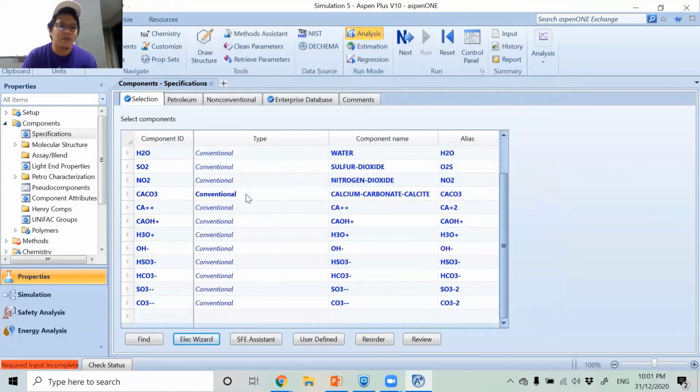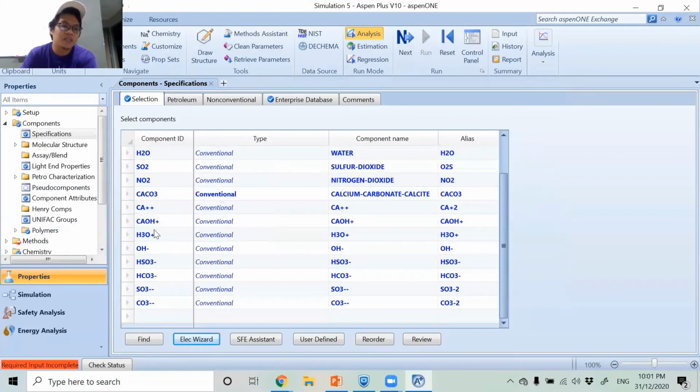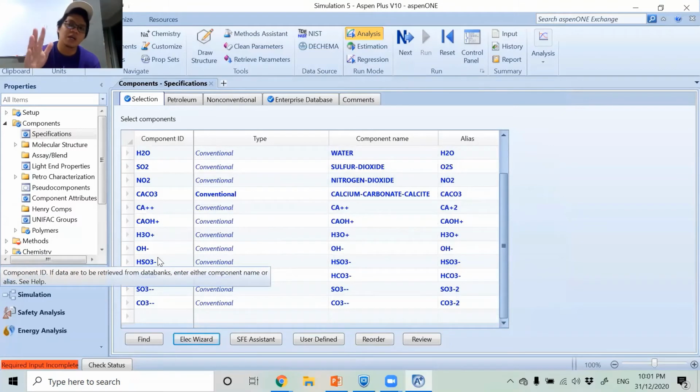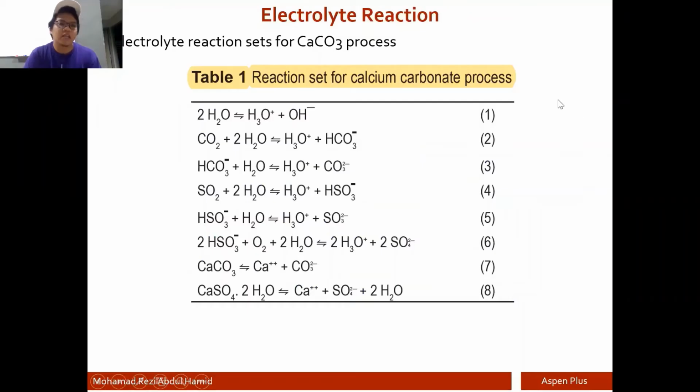As you can see here, the component list has already been updated to include all of the possible products, which include the anion as well as the cation, as well as the salt if you select the salt option. These are the reaction set for the wet scrubbing of SO2 using calcium carbonate or limestone as your absorbent. And as I have mentioned before, this limestone will be dissolved in water. So you have water as a solvent.